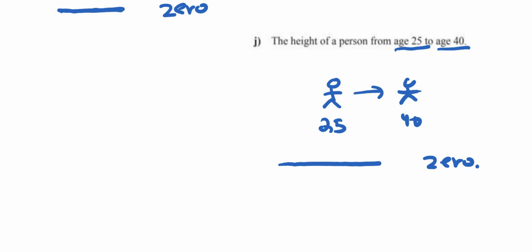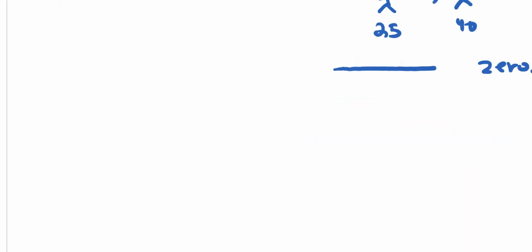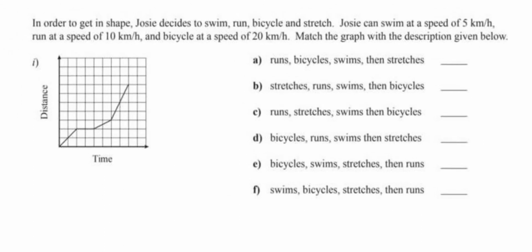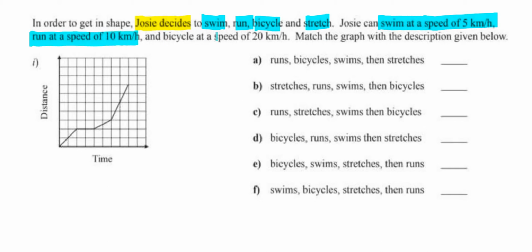Okay, let's move on to the next question now. I believe question number 3 is next. So let's move down to question number 3. For question number 3, the storyline is, in order to get into shape, Josie decides to swim, run, bicycle, and stretch. Josie can swim at a speed of 5 kilometers an hour, she can run at a speed of 10 kilometers an hour, and she bikes at 20 kilometers per hour. Match the graph with the description given.